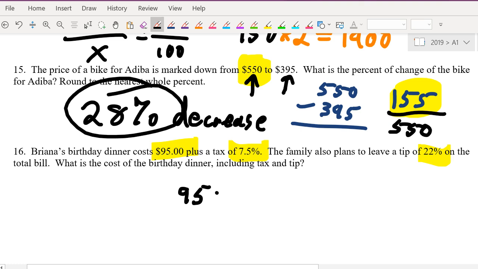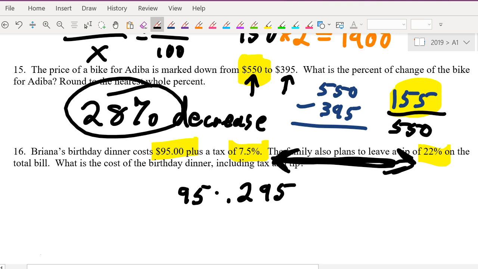Oh, then you just multiply it. So multiply 95 times, and then we add those two together. Very good. So 22 plus 7.5, 0.295, because we added these two percentages together. You could do it separately if you wanted to. You could say the tip is that amount, the tax is that amount. But we're going to do it in one step, okay?